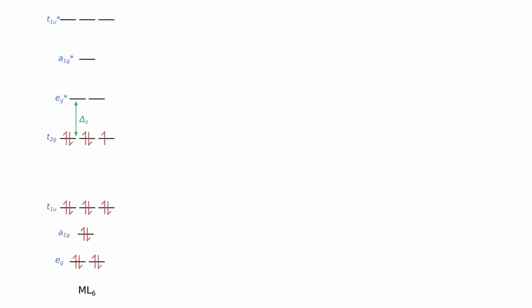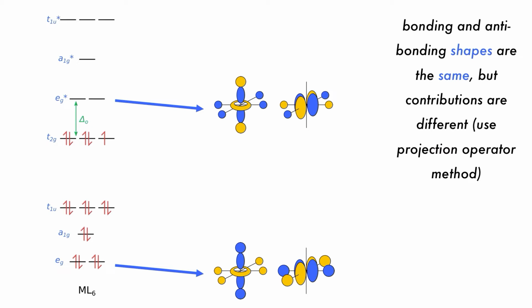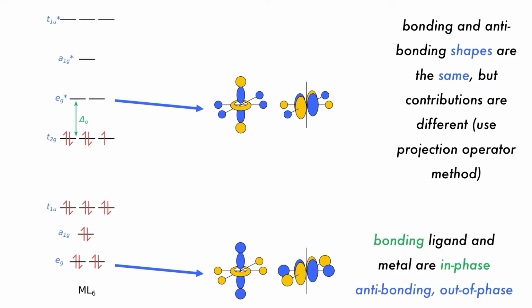Looking at the shapes of the orbitals can make them a lot easier to understand. Starting at the bottom is the Eg molecular orbital set and its corresponding Eg star antibonding set. The bonding and antibonding orbitals have the same shapes but different contributions, which can be calculated using the projection operator method.